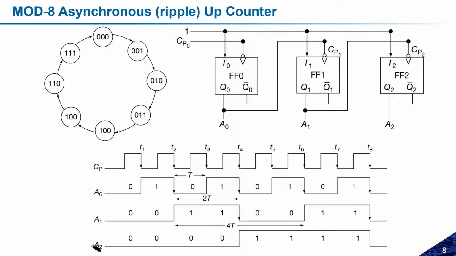Similarly, you can also make a mod 8 down counter. The down counter is also possible. Initially, after the first clock pulse all outputs will be 111, and then it will start reducing. So this is how we can make the modulus 8 asynchronous counter.